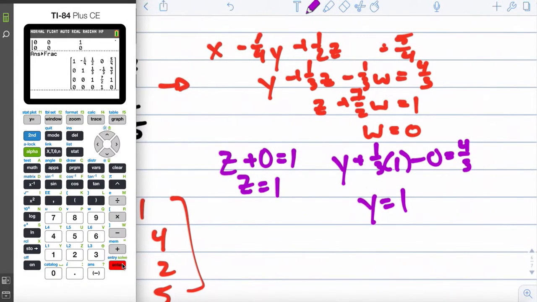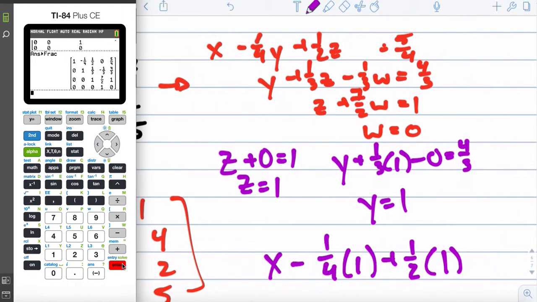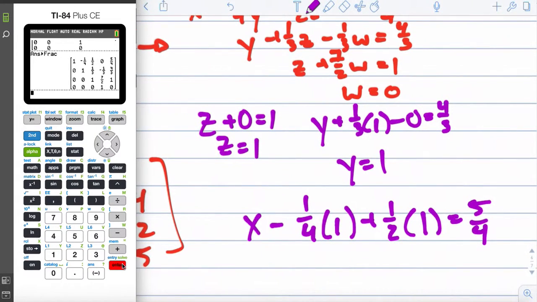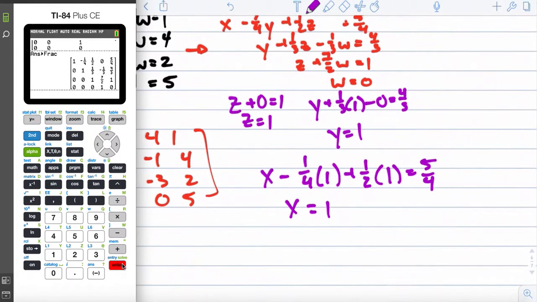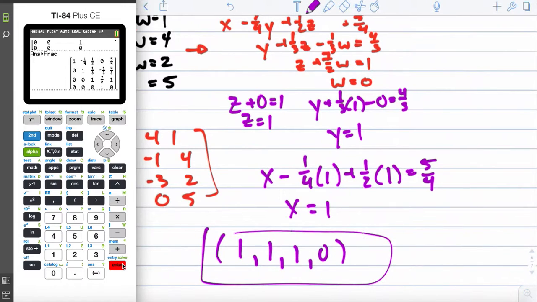And then if I have y and z, I can do x minus 1/4 times 1 plus 1/2 times 1 is equal to 5/4. Okay, and that tells me x is equal to 1. So my solution is the point 1, 1, 1, 0. Alright, we'll stop there on this video and we'll pick it up on the next one.